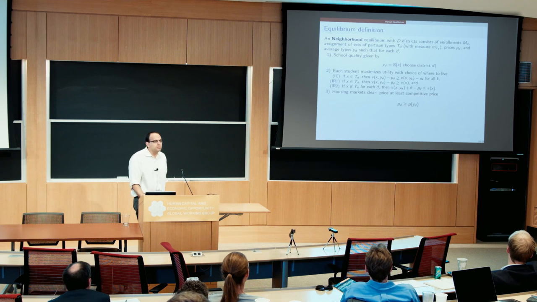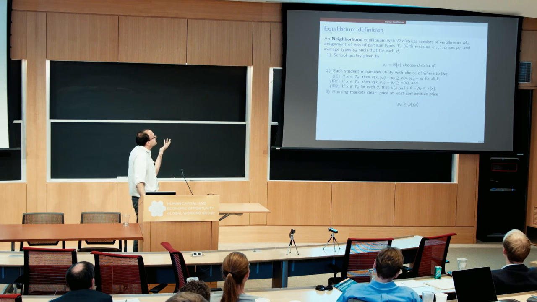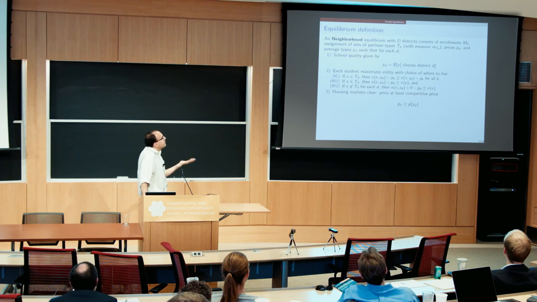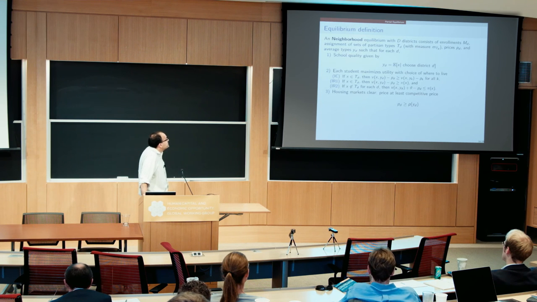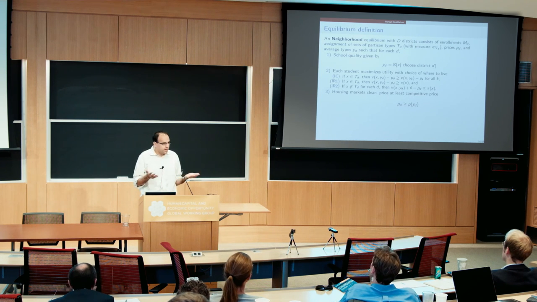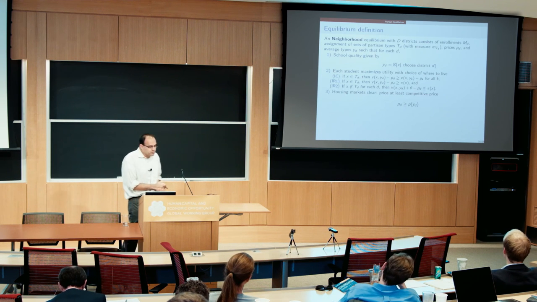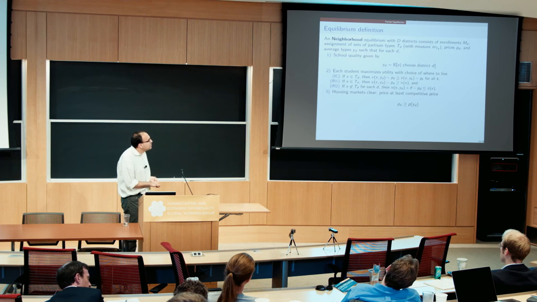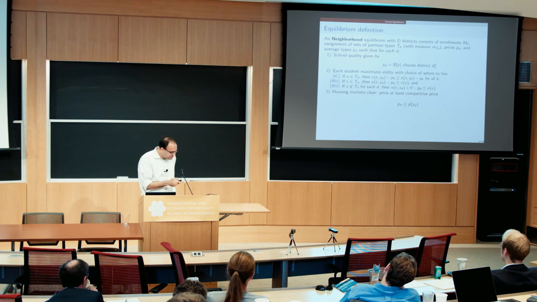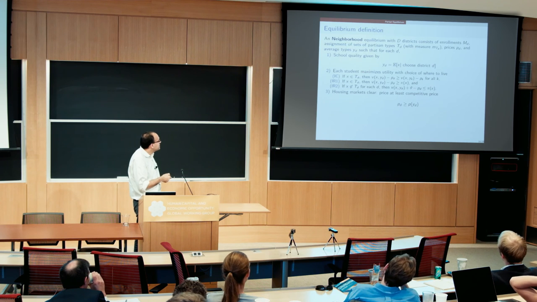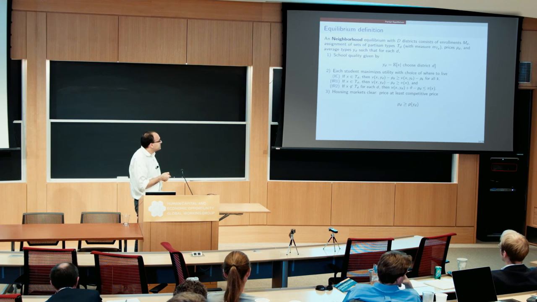Now we can be a little bit more formal. We'll say a neighborhood equilibrium with D districts has enrollments, capital M, associated with each district, lowercase d, assignments of sets of partisans, so the types who are in the district are capital T_d, prices, and average types of schools, such that, number one, school quality is given by the process I posited. Number two, each student maximizes utility with the choice of where to live. So if I'm a partisan who lives in the town, my utility has to be greater than or equal to the utility from living in any other town.